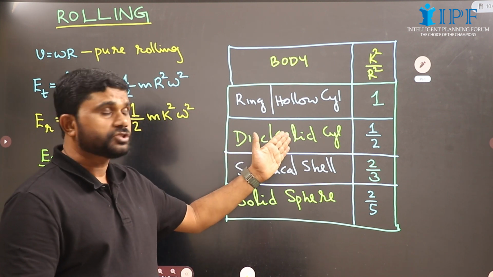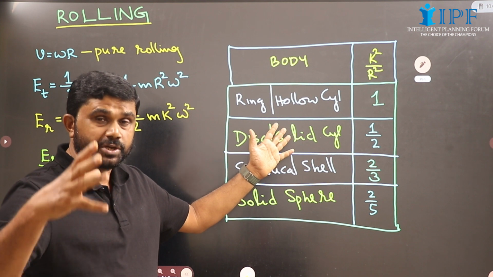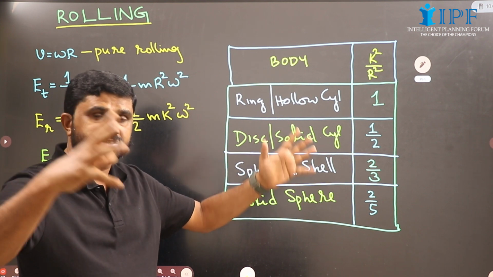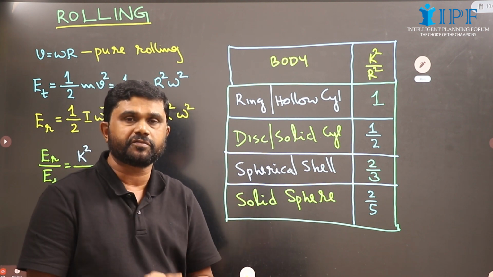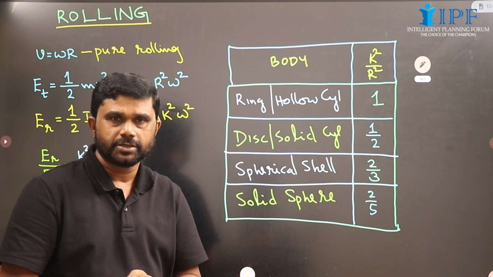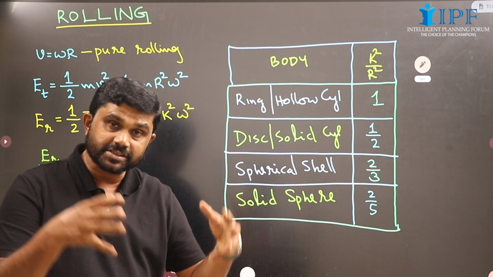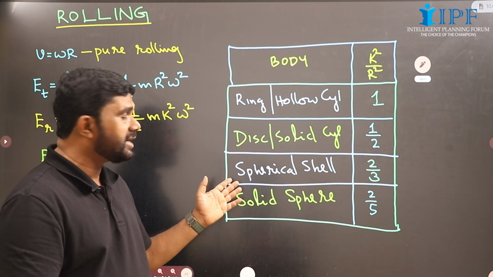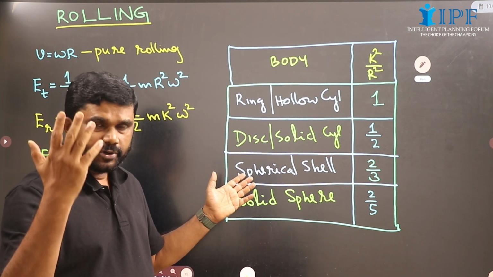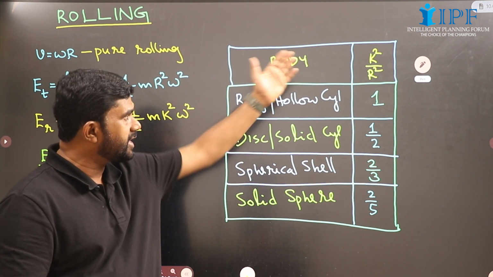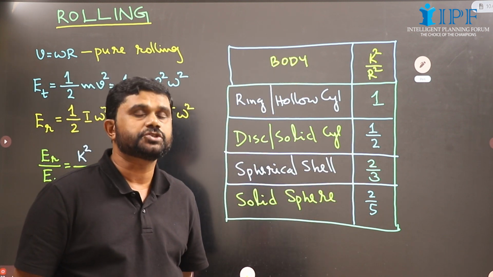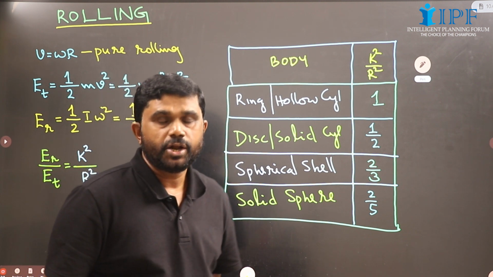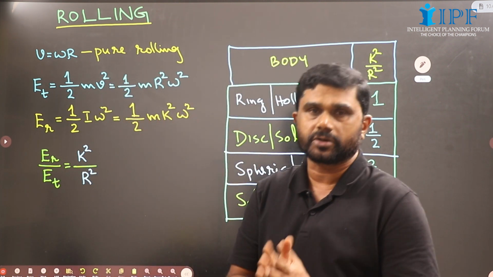See, a disc and solid cylinder is simply an assembly of a large number of identical discs. So both these bodies have the same moment of inertia, half mr square, so the ratio k square by r square is half. For a spherical shell, or the hollow sphere, the moment of inertia is 2 by 3 mr square and the ratio k square by r square is 2 by 3. And for a solid sphere, it is 2 by 5. Okay, that ratio is very important.